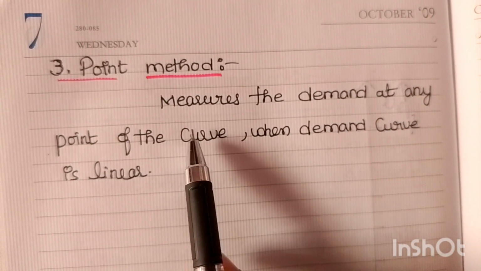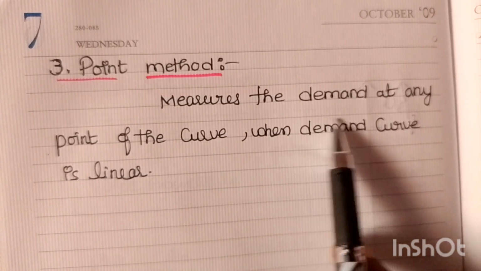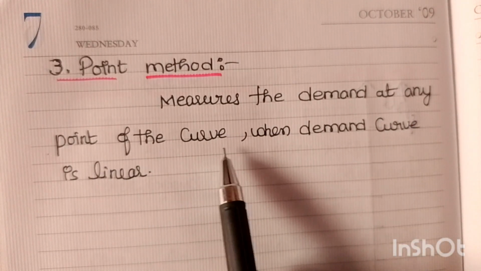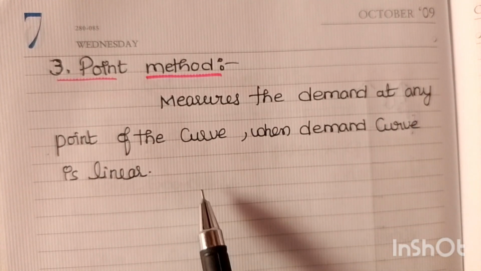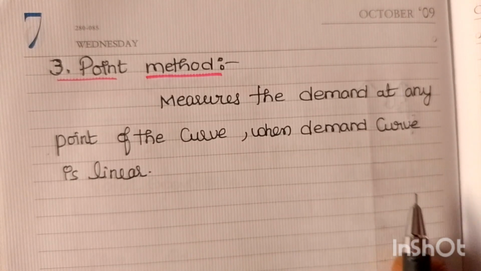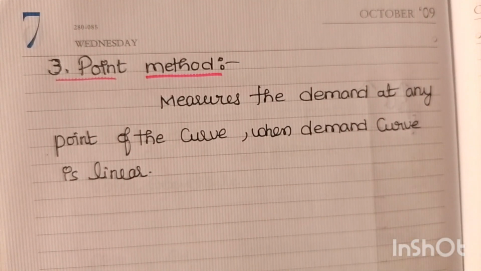So the definition for this method is: it measures the demand at any point on the curve when the demand curve is linear. So in this method we know the demand curve.